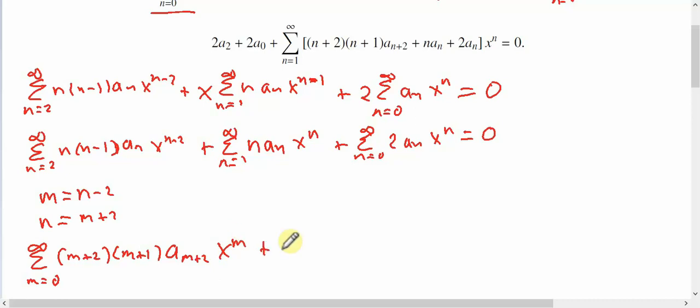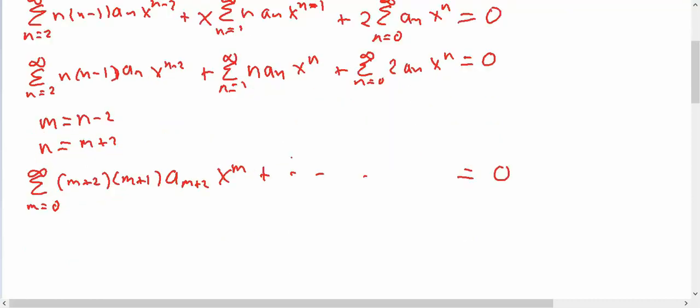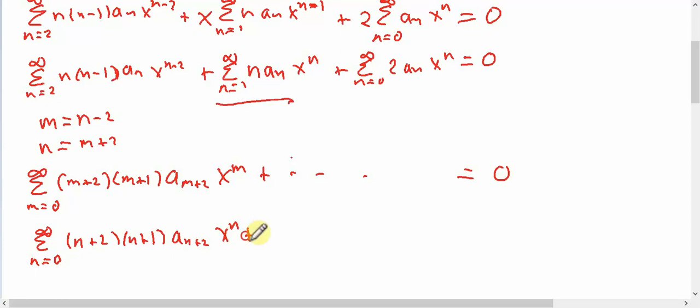And then these next two are still going to be the same. I'm just going to not rewrite the whole thing. But I will rewrite it now, putting n in this place. So I have n equals 0 to infinity, (n+2)(n+1) a_(n+2) x^n. And then I have this one, which is n equal 1 to infinity, n a_n x^n. And this one, which is n equals 0 to infinity, 2 a_n x^n.